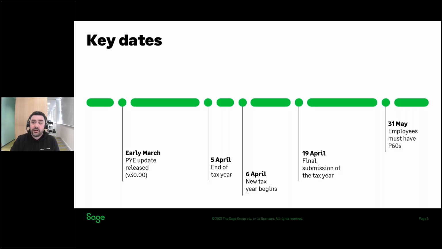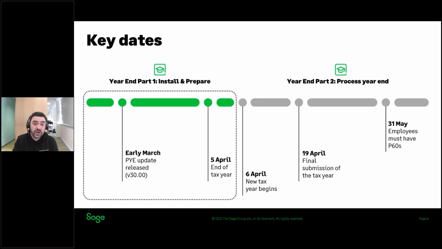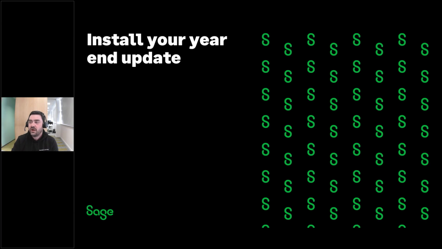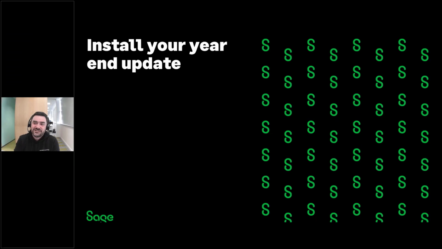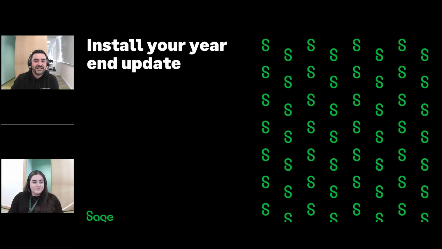And just to explain the format of our webinars, in part 1 today, we're going to be covering install and prepare. So these are the tasks leading up to your last pay date in the tax year. And then in part 2, we'll be running through the payroll year-end process, including that final submission and producing the P60s. So get yourself signed up to part 2 if you haven't already done so. So that's it for me for now, but we're going to bring Alice back, who's going to run us through installing your year-end update. So over to you, Alice.